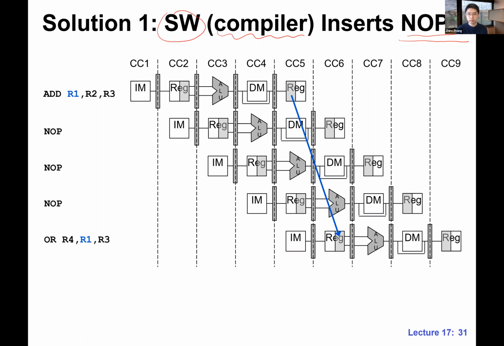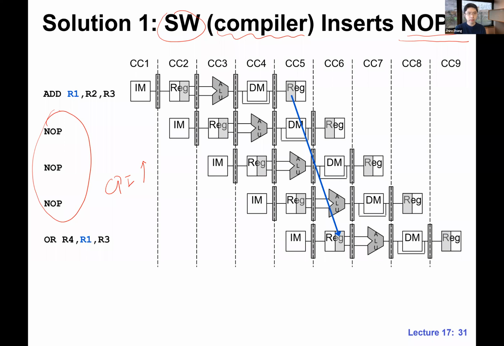But there's an overhead, because we are no longer executing a useful instruction in certain cases. These are not useful instructions. That's where our CPI, the cycles per instruction, will increase, which means we have a performance overhead, which means that we don't have an ideal, perfect pipeline.